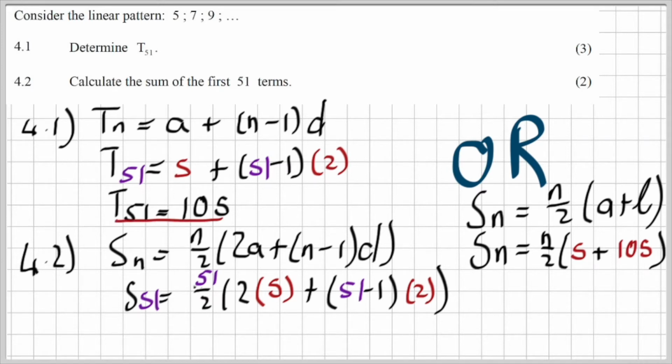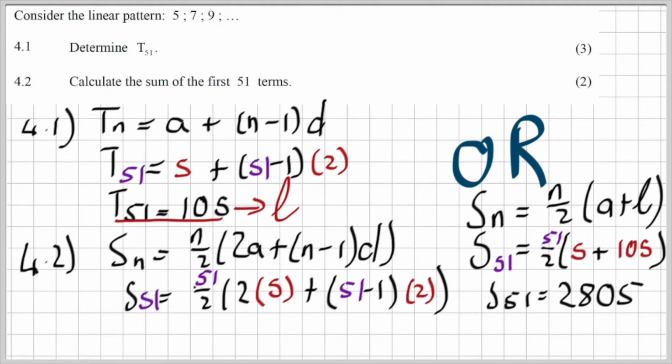That term 51, that is actually your l. So I'm just going to substitute that in. And I get my S_51, and the answer is 2,805. Well, which one is better to use? Your choice. But 80s and 90s students always look for 2 alternatives to every single sum.